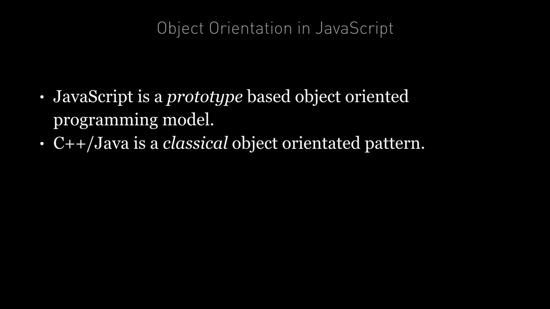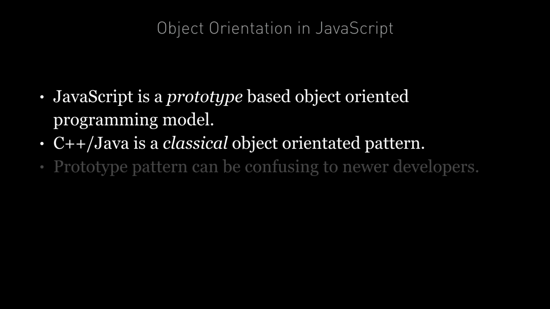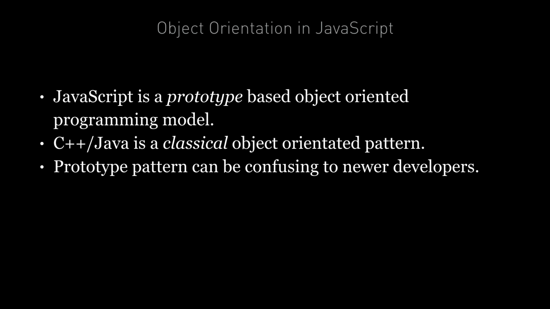We normally call the way object orientation is implemented in other languages like C++ or Java the classical OO pattern, and the way it's implemented in JavaScript the prototype pattern. Although the prototype pattern is a valid way to implement object orientation, it can be confusing for newer JavaScript developers or developers used to the classical pattern.